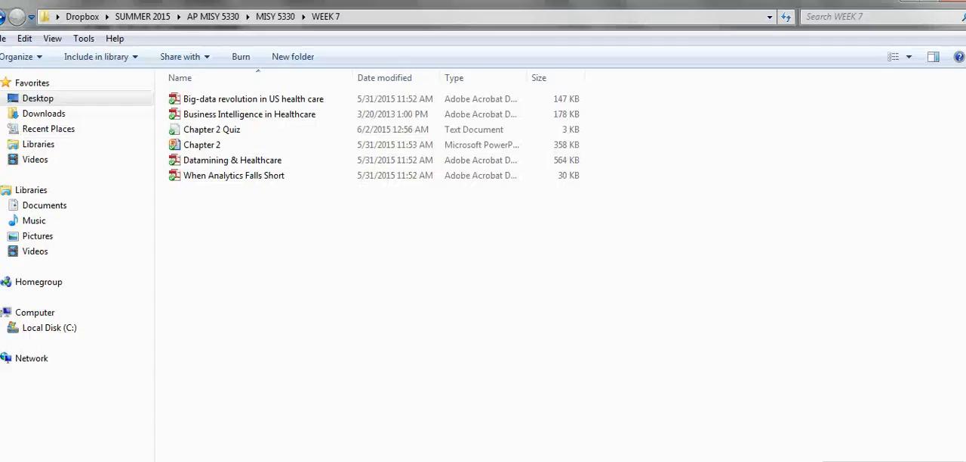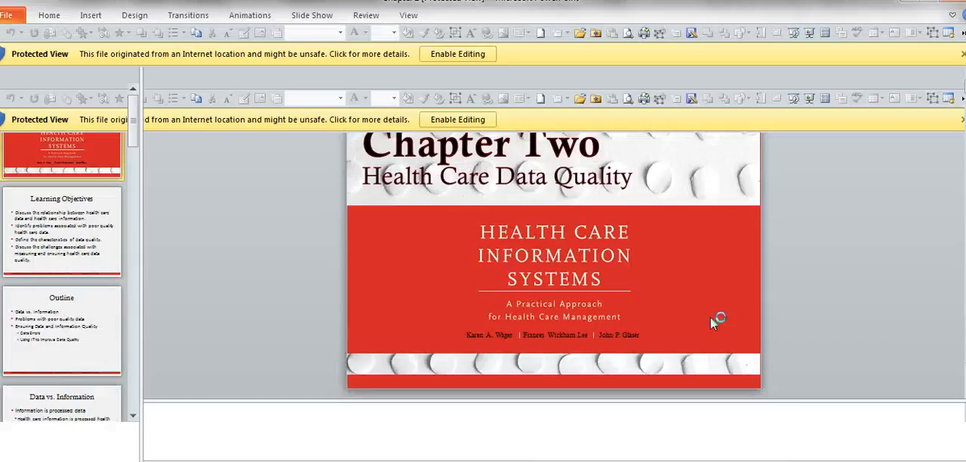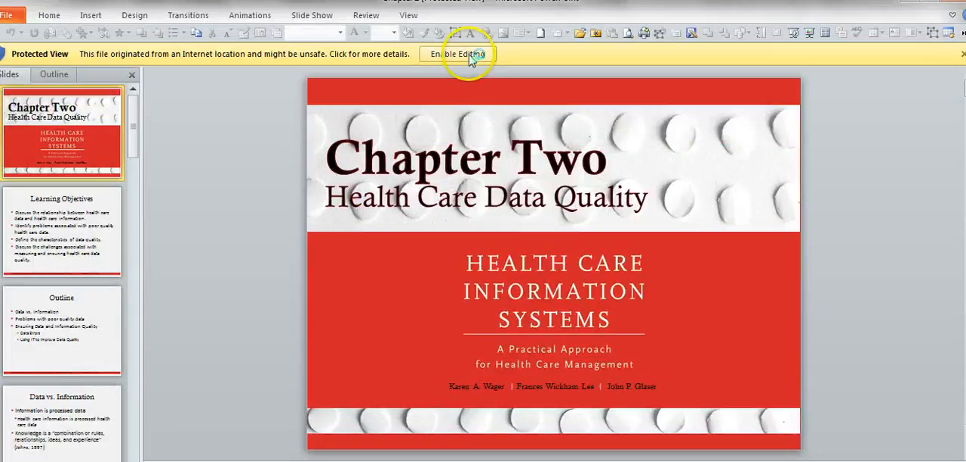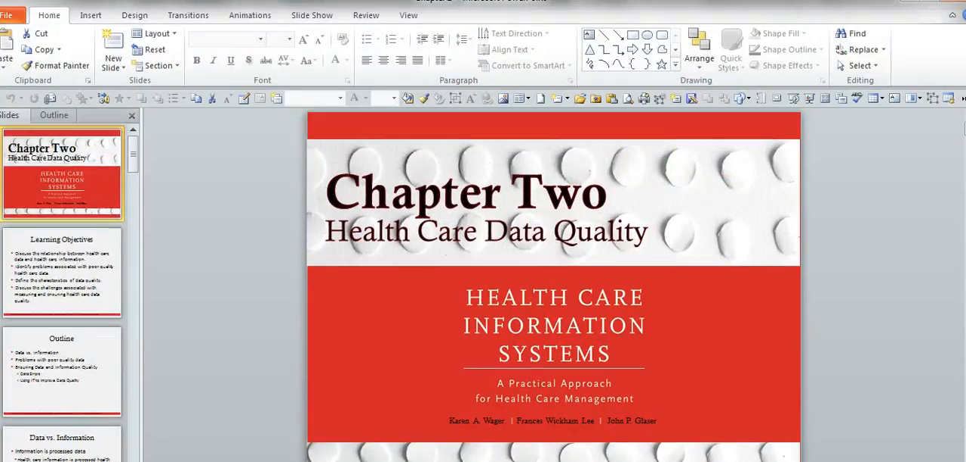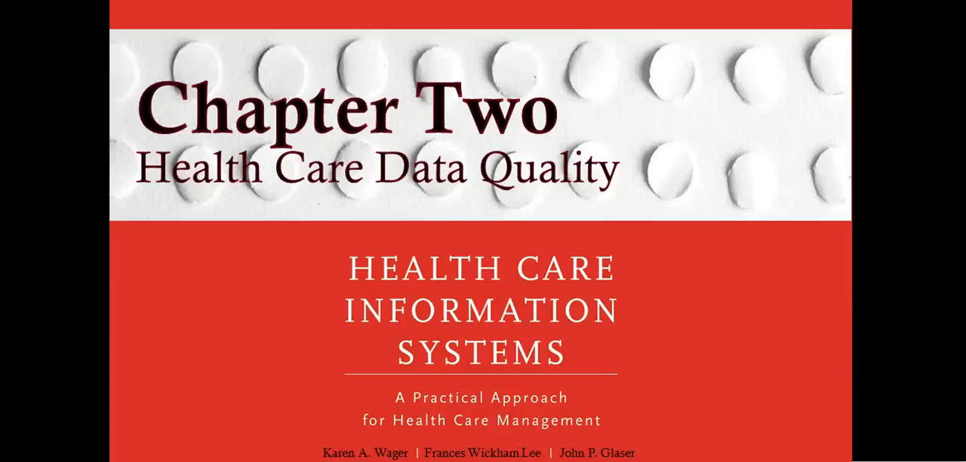So, hi folks. This week we're going to be reading chapter 2, and then we have a couple of interesting articles. Chapter 2 talks about healthcare data quality. One of the reasons we are talking about this chapter is, as you know, that data is not useful unless it is formatted, and it is able to provide information that a hospital or organization needs.